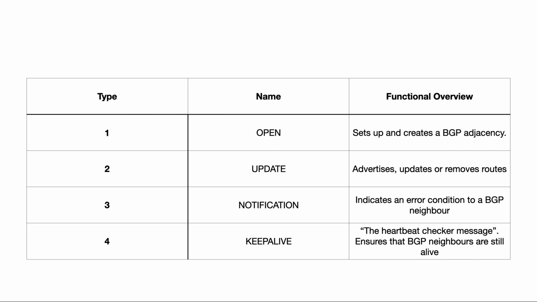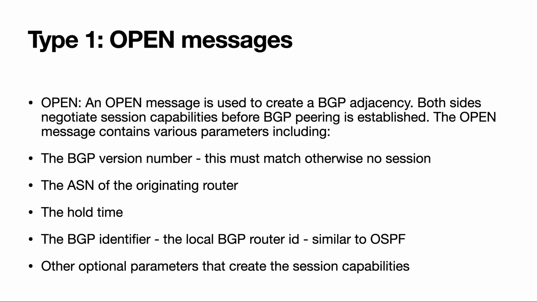So Open sets up and creates the BGP adjacency. Update advertises, updates, or removes routes. Notifications indicate an error condition to a BGP neighbor, and the Keep alive is the heartbeat checker message. I think of it as ensuring the BGP neighbor is still alive. So Open messages firstly are used to create that BGP adjacency. Both sides negotiate session capabilities before BGP peering is established.